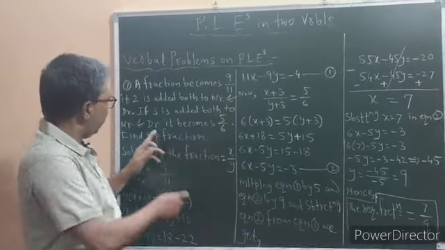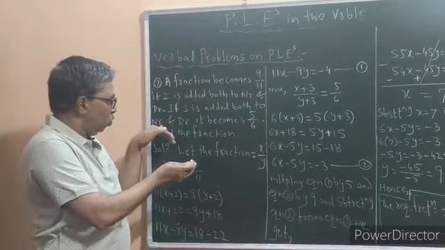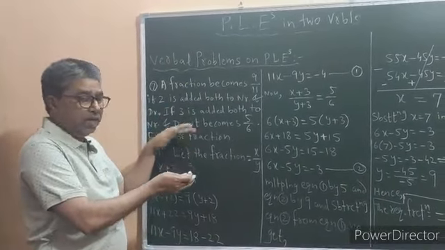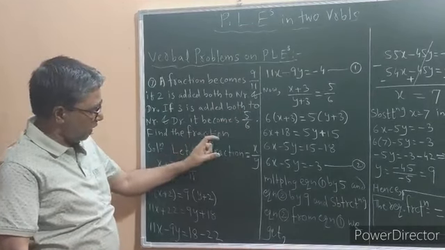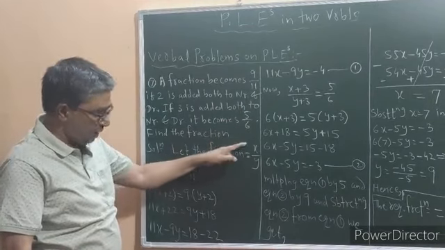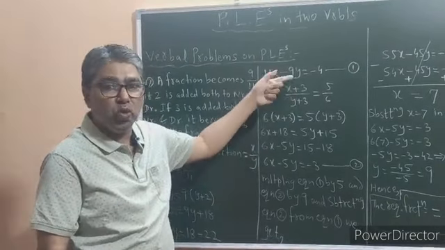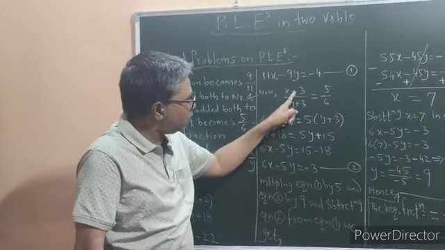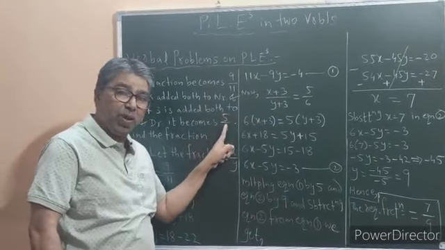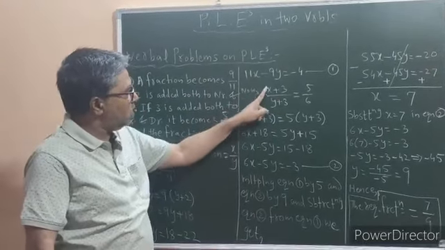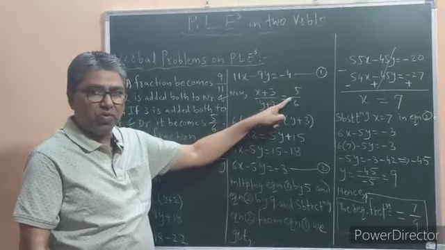In the same way, read the second sentence. If 3 is added both to numerator and denominator, the fraction becomes 5 upon 6. So the required fraction is x upon y. Therefore, let us add 3 both to numerator and denominator. x plus 3 upon y plus 3 is equal to 5 upon 6.